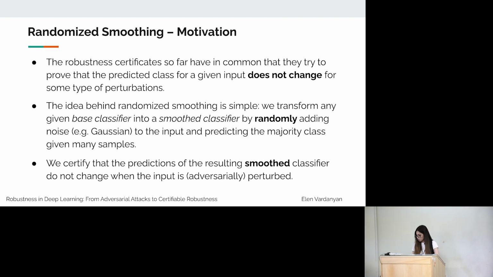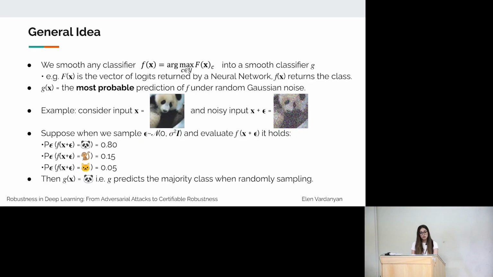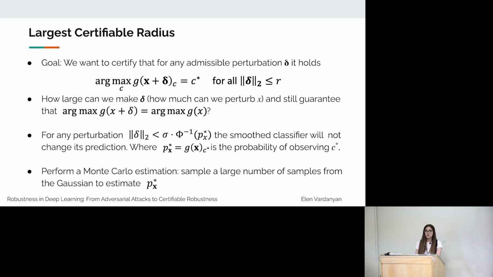Okay. I don't think we have time for the final method that I wanted to mention, called randomized smoothing. So I'll just go to the overall summary of the talk.